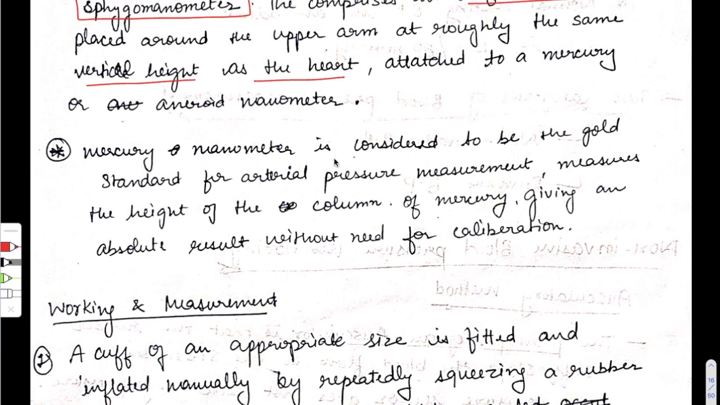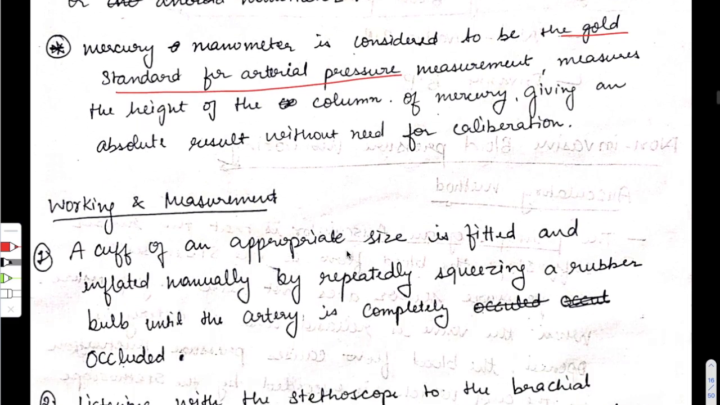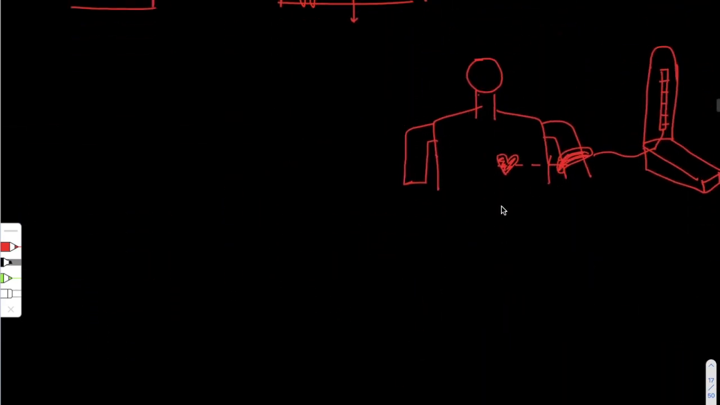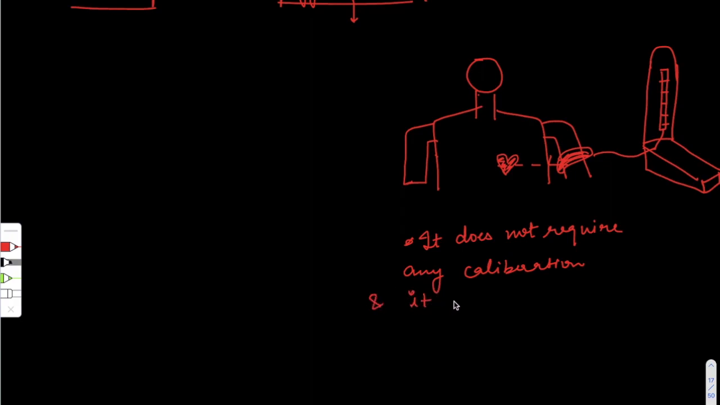The mercury manometer is considered to be the gold standard for measuring arterial pressure, as it measures the height of the column of mercury, giving an absolute result without the need for calibration. So it does not require any calibration, and it measures the pressure accurately.